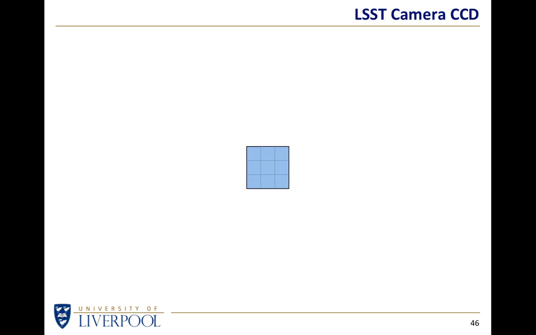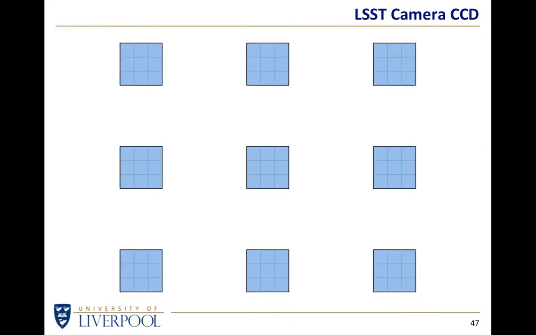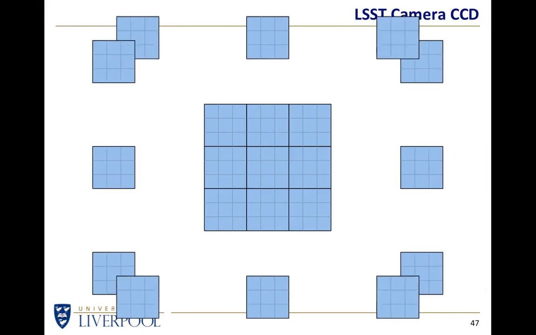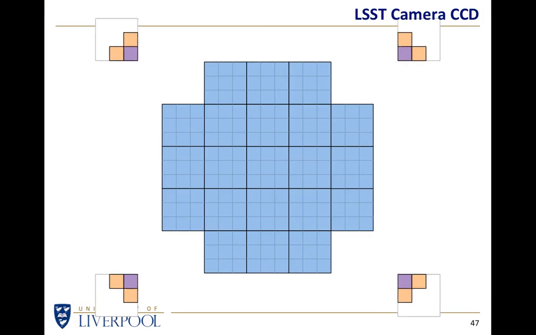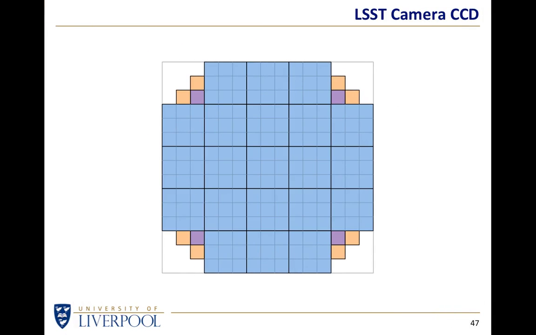Now let's imagine that that package is joined by 8 others, and then another 12 others, and then a few extra chips just to give you focusing and tracking. That is the detector for the LSST. Remember, Hubble was that big.